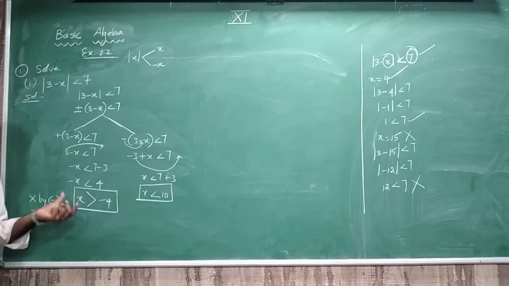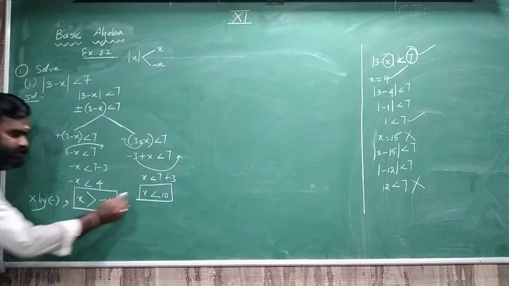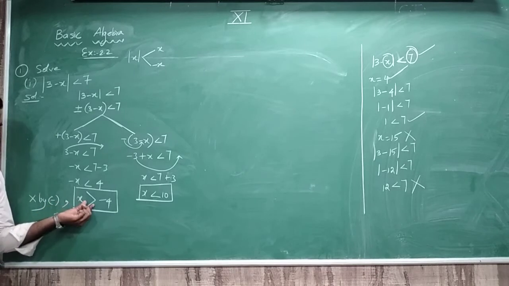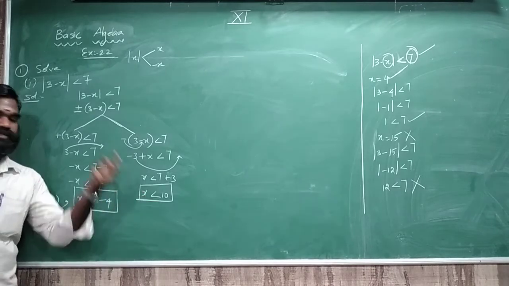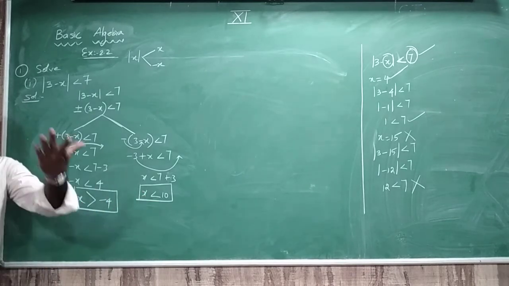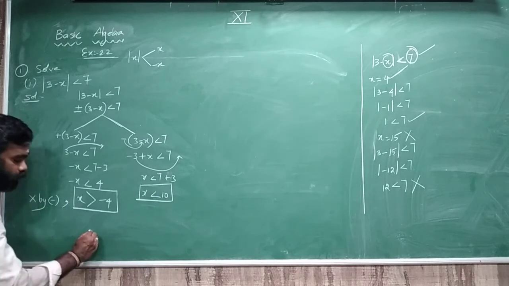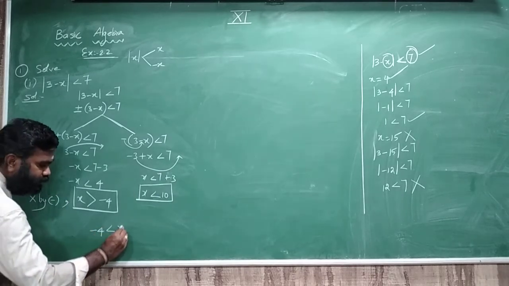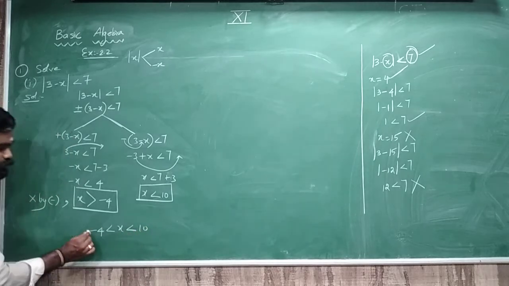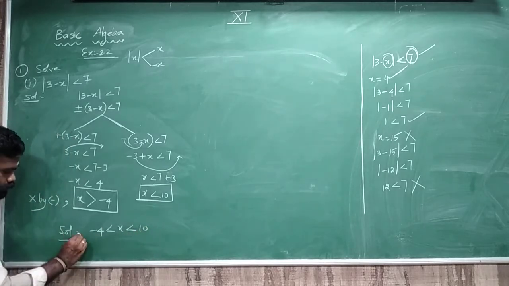Therefore, for what values can I use? The x values can be greater than -4 and less than 10. How can I put it? -4 less than x less than 10. This is the solution.